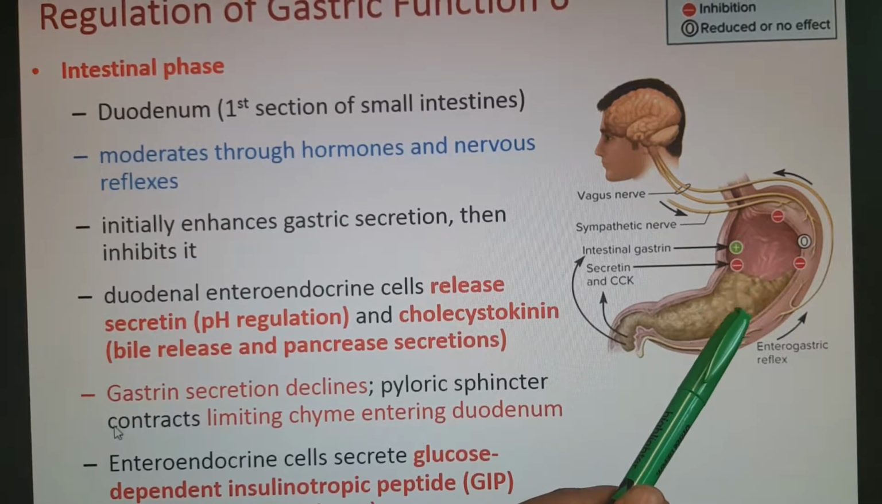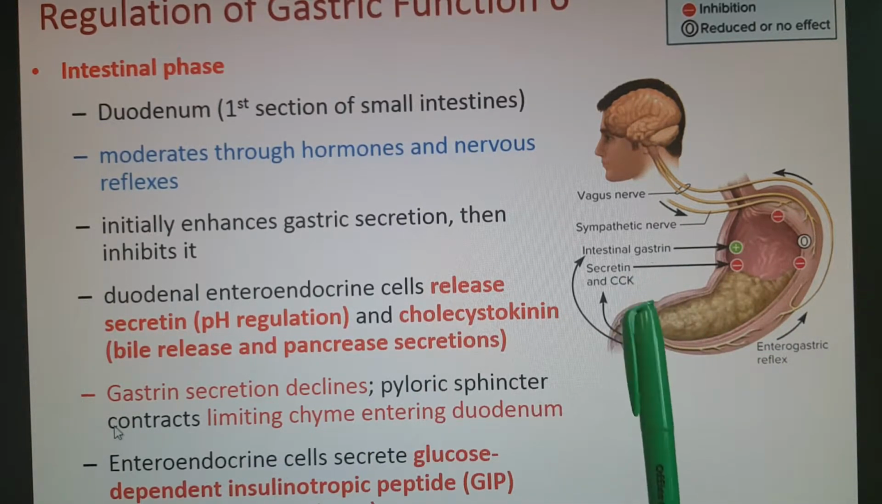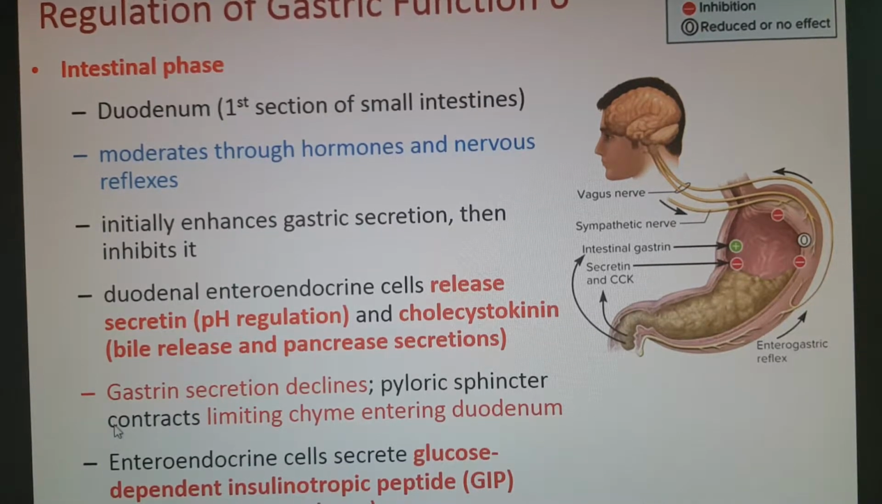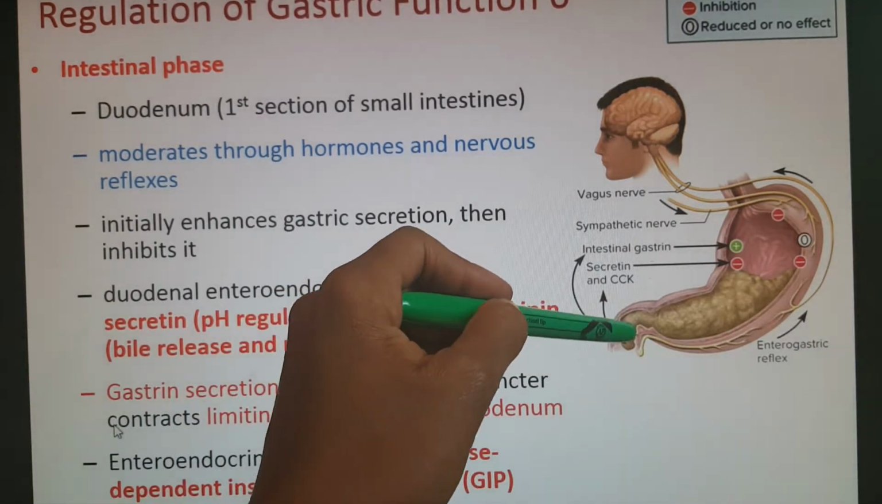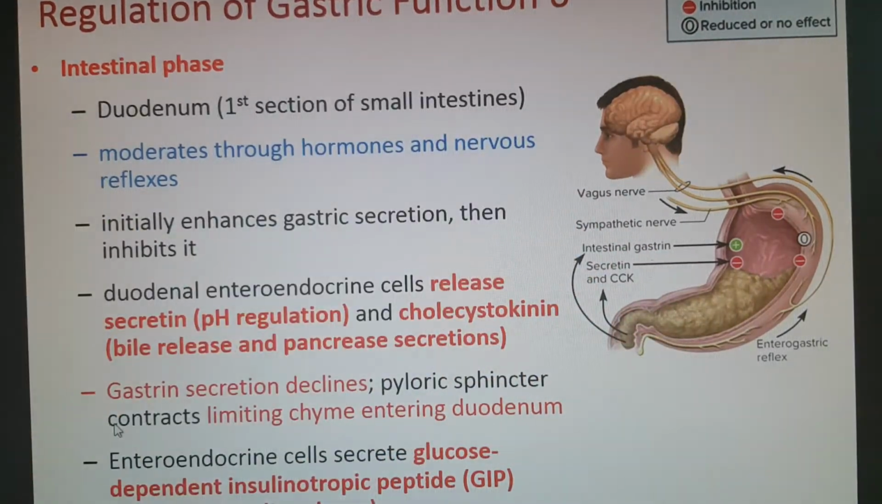So as your stomach is churning up your food, breaking it down, it doesn't just automatically start flowing into your small intestine. Since I mentioned earlier where all your digestion happens in your small intestine, you need to have time for the process to break down those larger molecules into their individual monomers or individual subunits. So gastric secretion declines, which helps to limit the chyme that enters the duodenum, which is the first section, as your stomach flows into your small intestines.